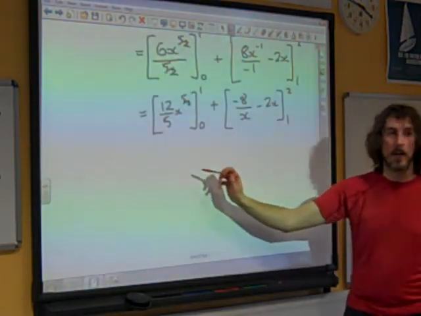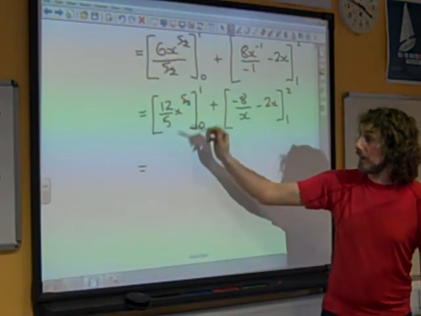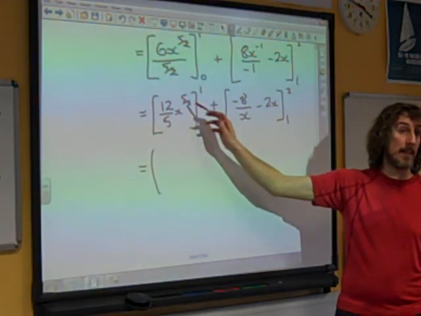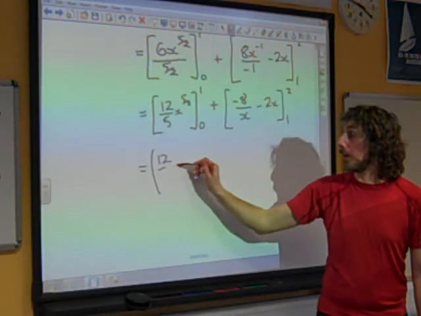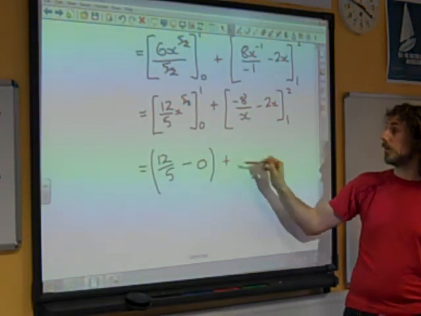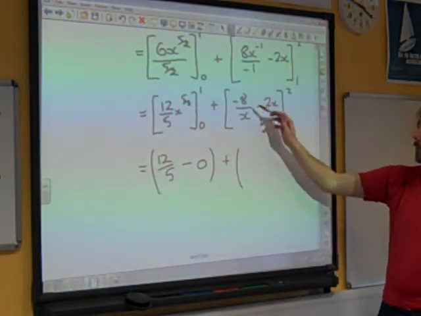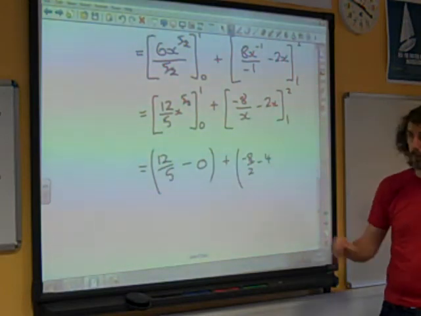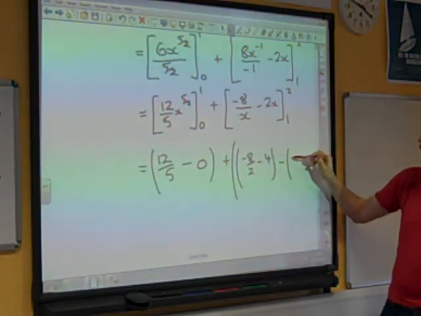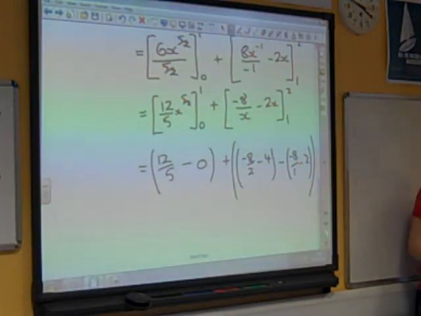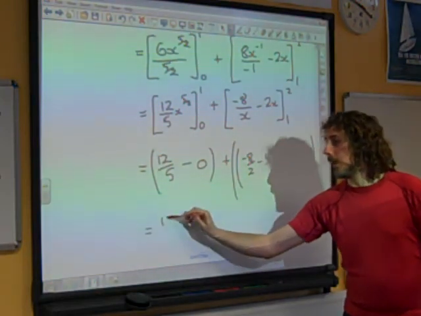If we now sub in our values, this bit is going to become 12 fifths of 1 to the power of 5 over 2. Well, 1 to any power is still going to be 1, so that's 12 fifths, take away 12 fifths times 0, which is 0. And the other bit, we've got minus 8 over 2, minus 2 times 2, so take away 4. Take away minus 8 over 1, minus 2 times 1. So my first integral is just 12 over 5.